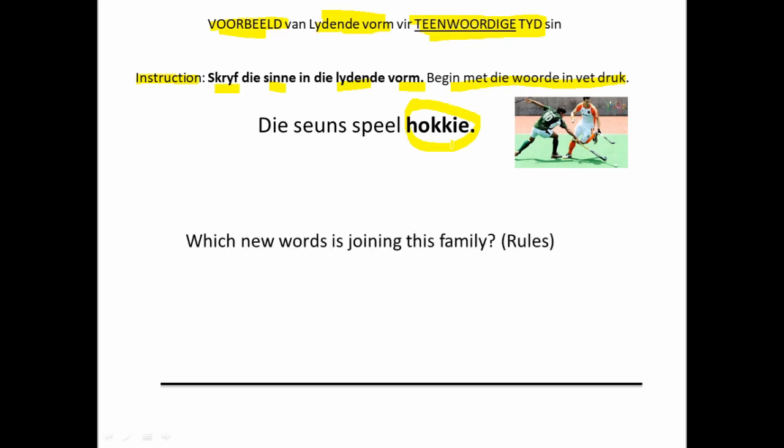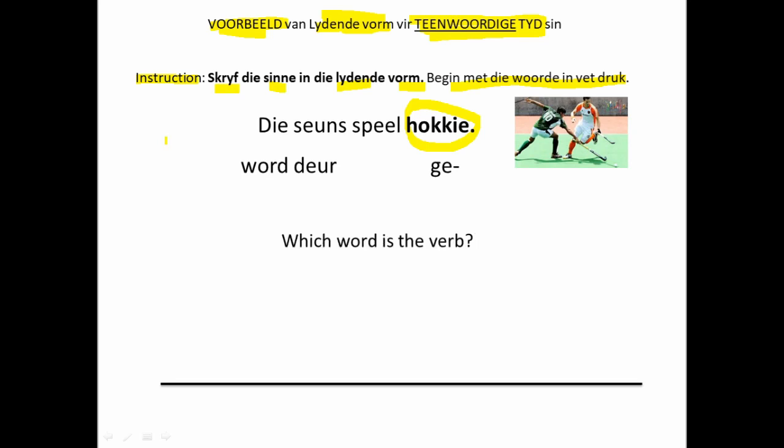I ask myself, which new words are joining this family? What are the rules for teenwoordige tyd? Yes, word deur en ge. The moment you identify the rules, write it down somewhere for yourself so you know you'll need to add it later on. Which word is the verb? Speel.